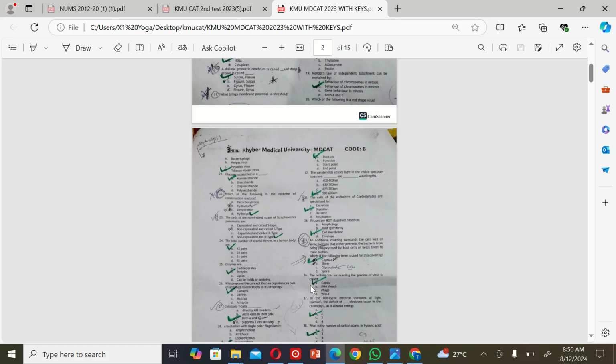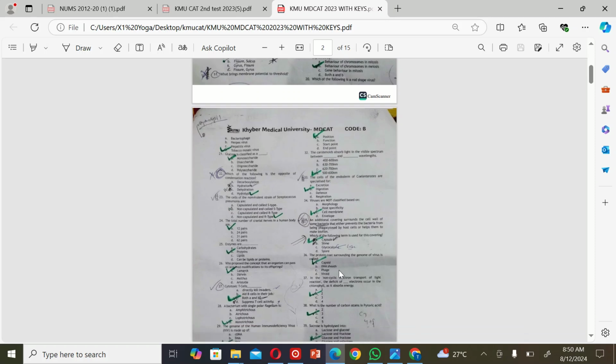Capsule. The next MCQ is: the protein coat surrounding the genome of a virus is called A. capsid, B. DNA sheath, C. phage, and D. viroid. So the correct option is A, capsid.